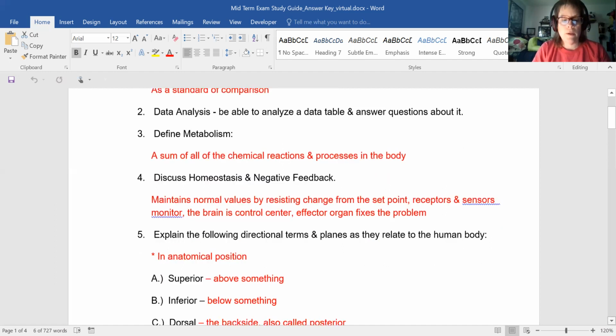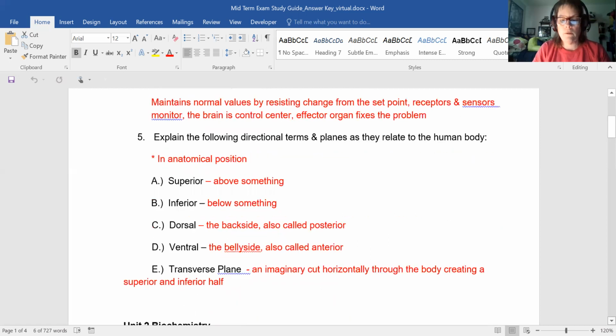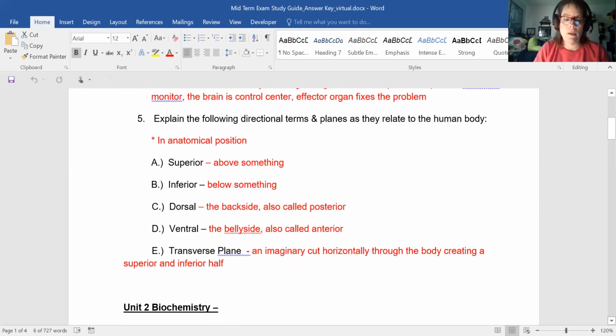All right, number 5 says explain the following directional terms and planes as they relate to the human body. So if you recall, we have to remember that when we're looking at these things, the body needs to be in anatomical position, which I'll show you a picture in a second. Remember that you can be laying flat, but you kind of had to be facing forward, feet together. But the palms of your hands have to be facing forward. Okay, so you have superior, inferior, dorsal, ventral, and the transverse plane. These are the ones that are on the exam that you'll need to know.